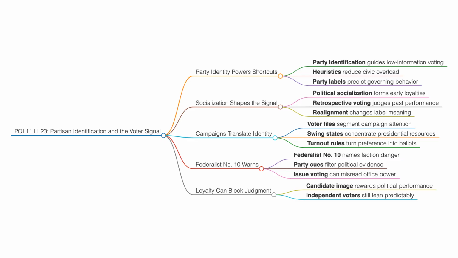A ballot may include president, senator, representative, governor, state legislators, judges, county offices, sheriff, school board, referenda, and local offices. No ordinary citizen can master every office equally. Party identification supplies structure.